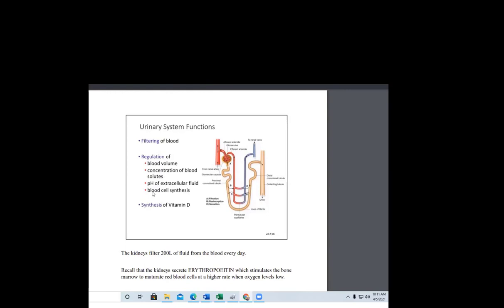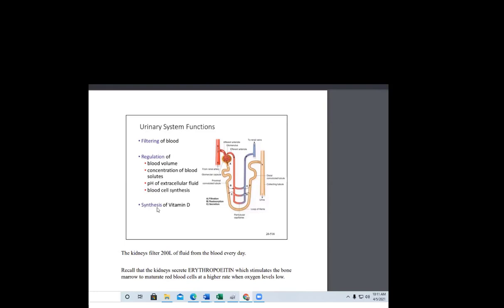We know that the kidneys secrete a hormone called erythropoietin. We talked about that in the cardiovascular system, called EPO, and that stimulates red blood cell production when oxygen levels are low. And that's the job of the kidneys, to secrete that hormone, erythropoietin. And the kidneys also play a role in synthesizing vitamin D. So we have some vitamin D synthesis that occurs in the skin with the help of UV light, but it's not completely converted to its final form until it enters the kidney.